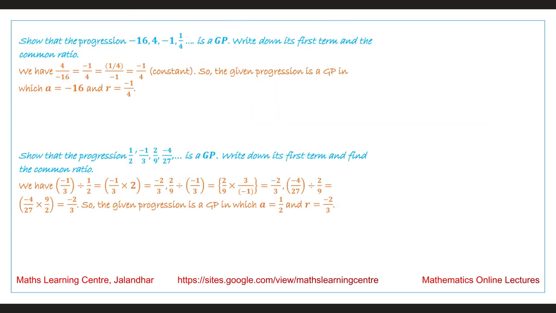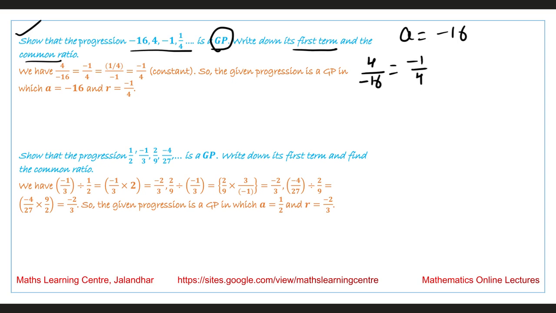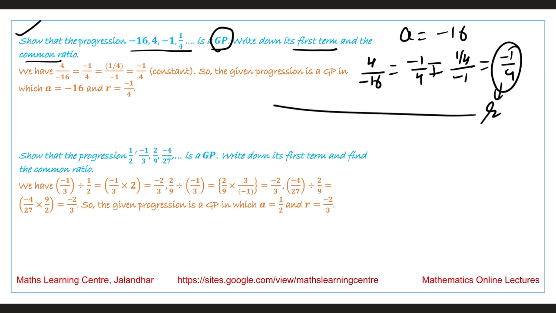Next is: show that this progression, which is given to us, is a GP, and we have to write its first term and the common ratio. Now the first term of this GP is minus 16. To calculate, first we have to show that it is a GP. So we are calculating 4 by minus 16, that is equal to minus 1 by 4, and all these values are equal to minus 1 by 4, and this is the common ratio that we have. So the common ratio in this case is minus 1 by 4, and the first term we have is minus 16.